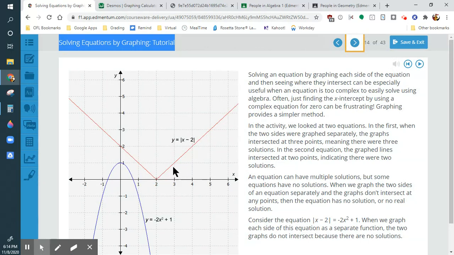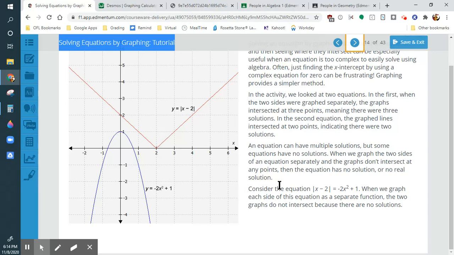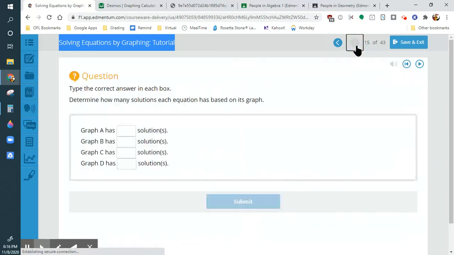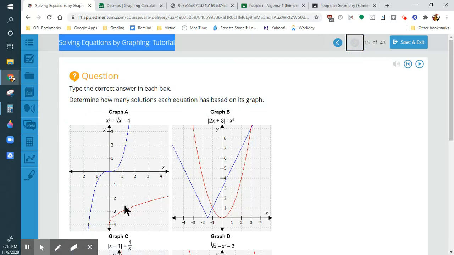Now we're going to be talking about absolute values and graphs. So pretty much everything's going to be the same thing. The other thing is we're going to have to account for positive and negative solutions here. So let's get into that. And you'll see what I mean by positive and negative solutions when we get into it.